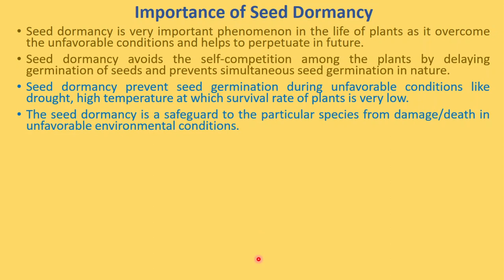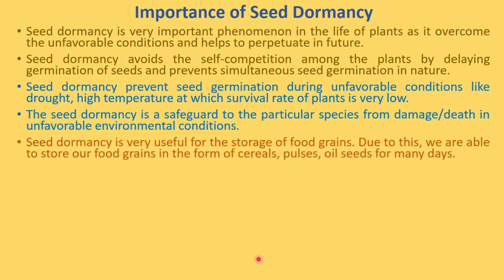Then seed dormancy is a safeguard to the particular species from damage, that is death, in unfavorable environmental conditions. Safeguard means it is protective in nature. Seed dormancy is also very useful for the storage of food grains. Due to this, we are able to store our food grains in the form of cereals, pulses, and oil seeds for many days.